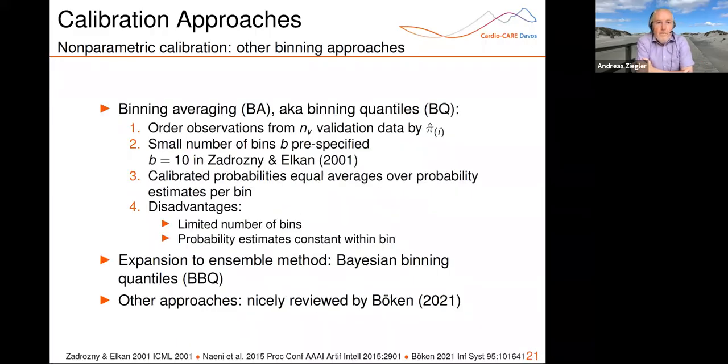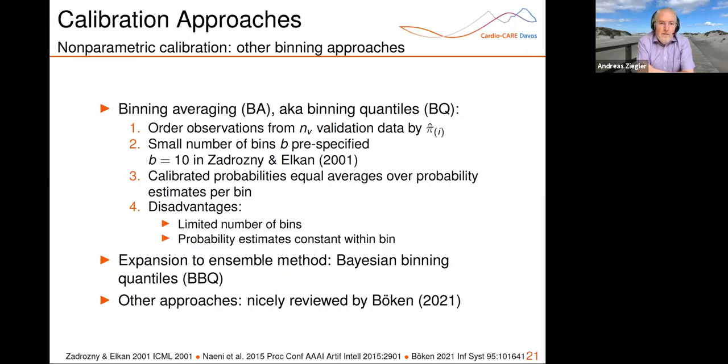There are some other of these binning approaches or non-parametric calibration approaches. One of these is called binning averaging. It was proposed by Zadrozny and Elkan in 2001. It is also termed binning quantiles. And this is very similar to what we know from estimating class probabilities in tree-based methods. So we actually order our observations from our validation data by the estimated probabilities, and then we divide them in a small number of bins.